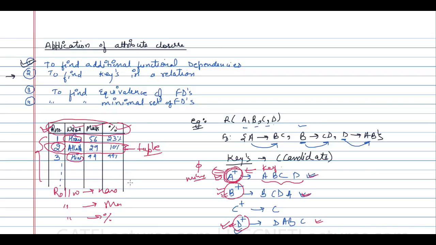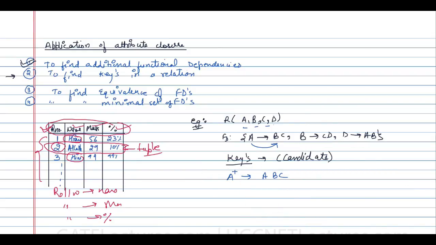Okay, now let us look at the next example of this. Assuming that we are having the following relation R A B C, and the given set of functional dependencies are A determines B and B determines C. So how do we actually find the keys?